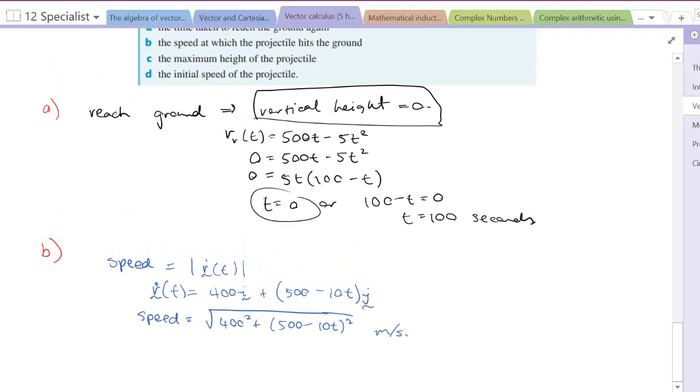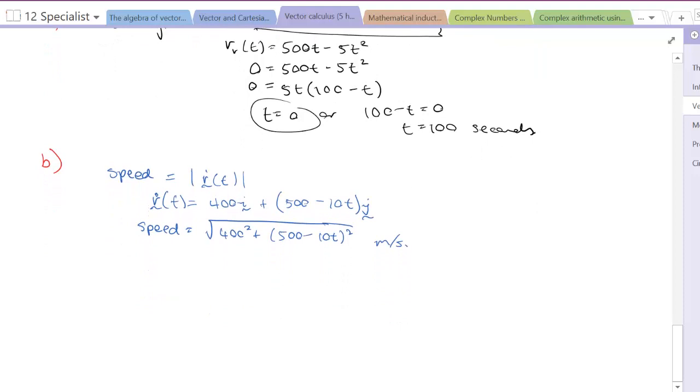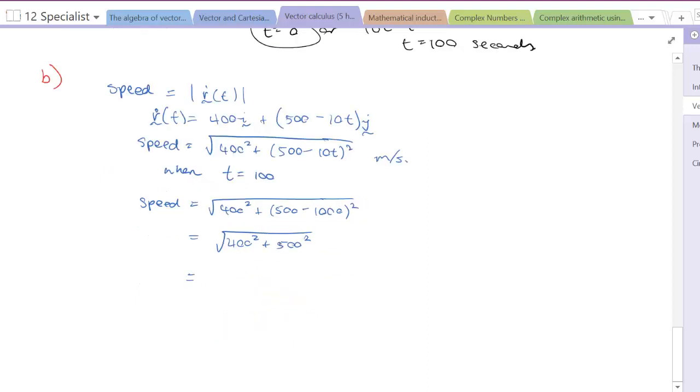Now because we're looking for the speed specifically when the projectile hits the ground, we're looking at when t is equal to 100. So our speed will be the square root of 400 squared plus 500 subtract 10 times 100, so that's 1,000 squared. So we end up with 400 squared plus 500 squared. If we take out the common factor of 100 squared there, we get 100 square root of 4 squared plus 5 squared, which gives us 100 square root 41 meters per second. So this is the speed as it hits the ground.